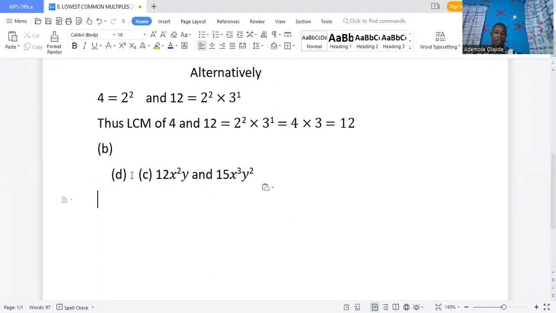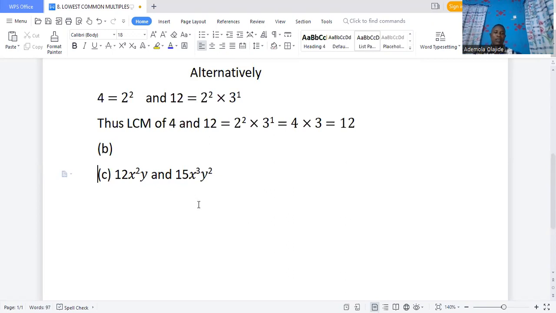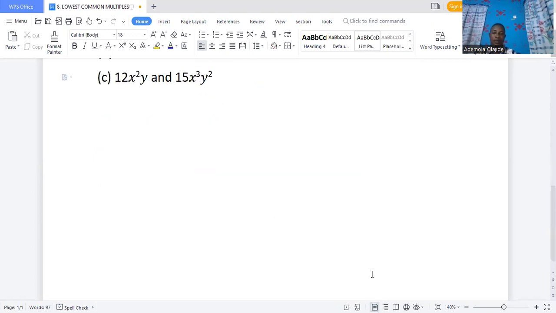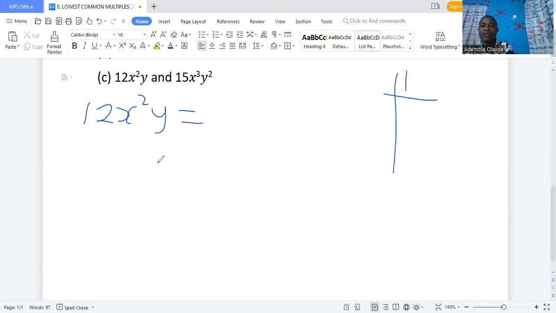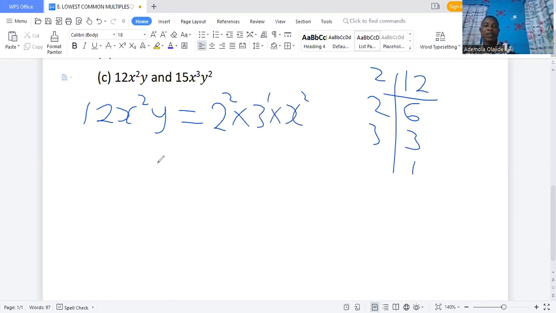So we have the results here. You know what we do? So for 12x squared y, we break it as, just break that 12 there. 2 here 6, 2 here 3, 3 here 1. That is 2 to the power of 2 times 3 to the power of 1 times x squared. The letters are already expressed in their index form. So we have this.